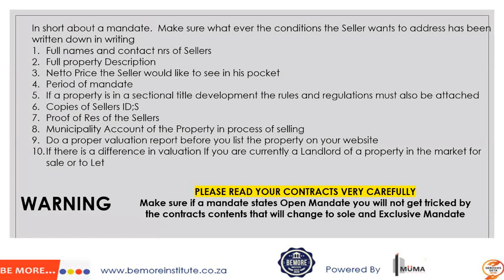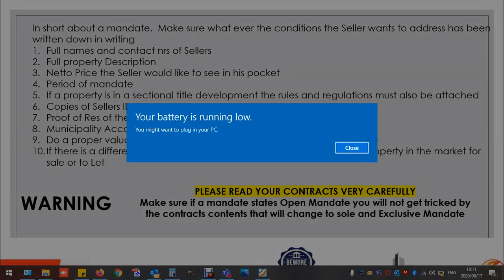Proof of residence of the sellers, and the municipality account of the property in process of selling. That is so important, especially nowadays with people in arrears, or if you want to sell a flip property, where we must know exactly what the outstanding amount to the municipality is. Also, if a property is in possession, you must know, because then the purchaser pays that municipality account. In some instances, I've seen municipality accounts 300,000 to 400,000 easily in arrears. Don't know how, but they do get it that way.